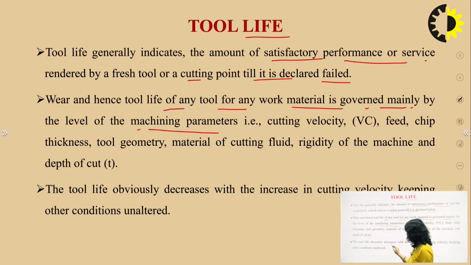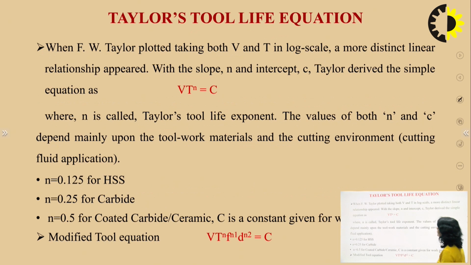Tool life obviously decreases with the increase in the cutting velocity, keeping other conditions unaltered. Okay, तो अगर हाई कटिंग स्पीड पे टूल को यूज करें तो उतना ही ज़्यादा टेम्परेचर होगा, उतना ही ज़्यादा वियर आउट होगा. तो मतलब कि हमारी जो टूल की लाइफ है वो डिक्रीज हो जाएगी. Now we come to the tool life equation. So one of the equations, that is the Taylor's tool life equation, जो कि हम यूज करते हैं.